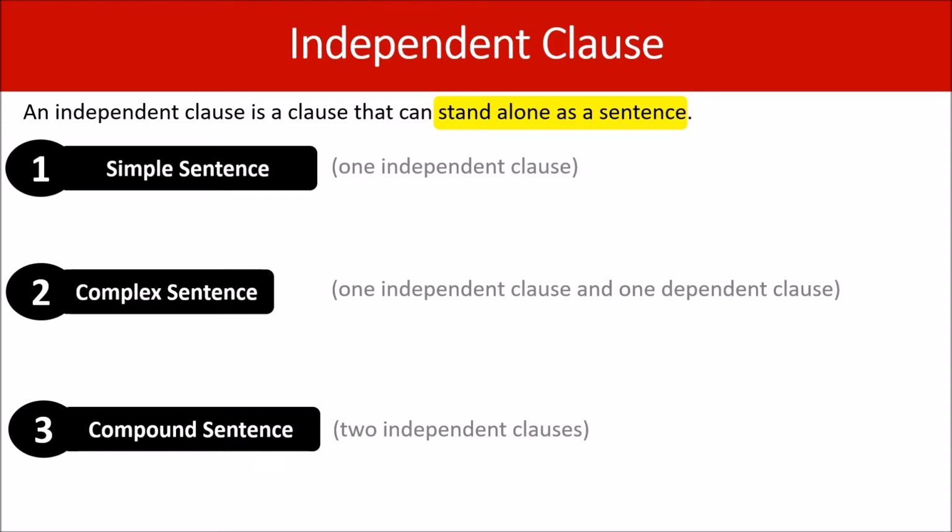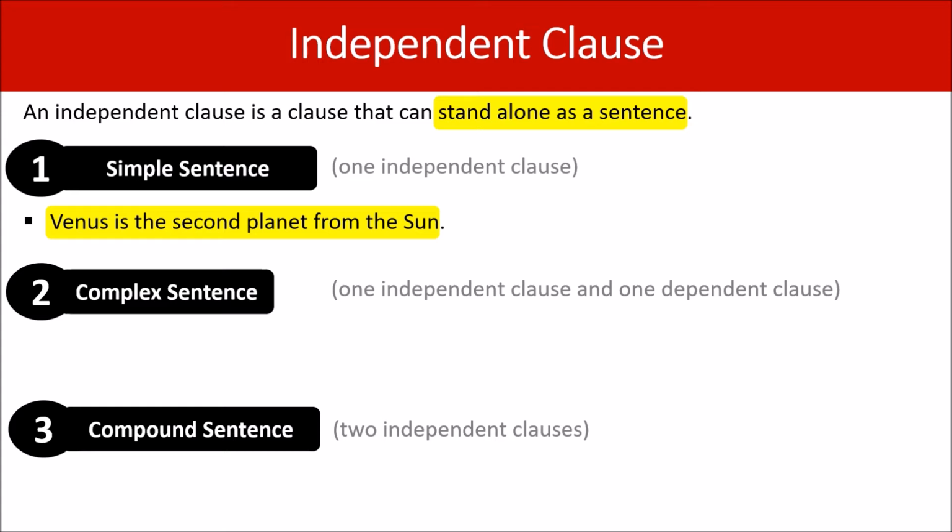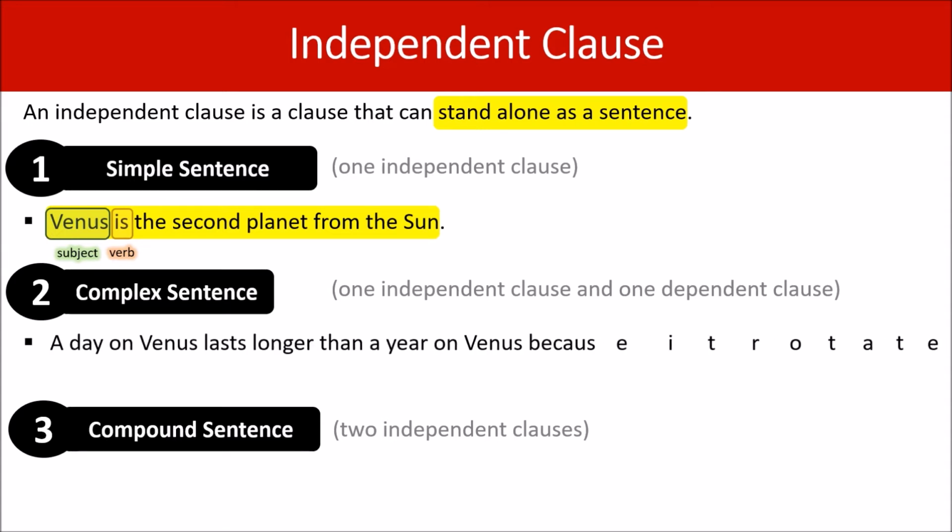Here's an example of a simple sentence. All of these examples are about Venus. Venus is the second planet from the Sun. That is one independent clause. There is our subject and there is our verb. Here's an example of a complex sentence. A day on Venus lasts longer than a year on Venus because it rotates so slowly.